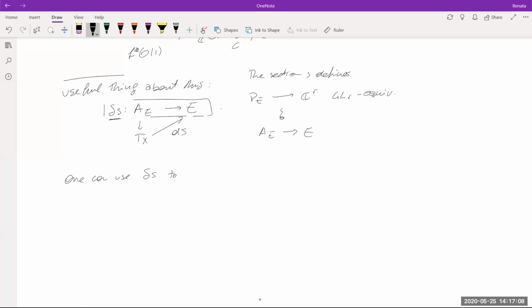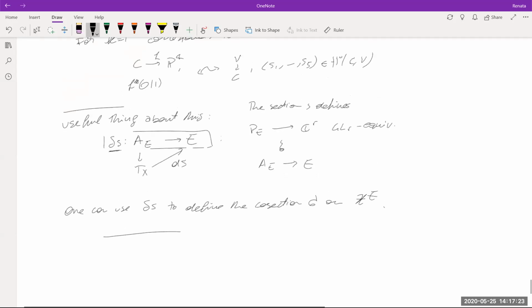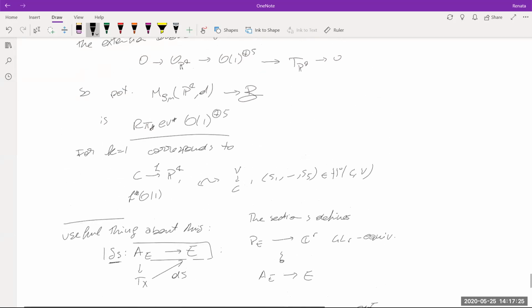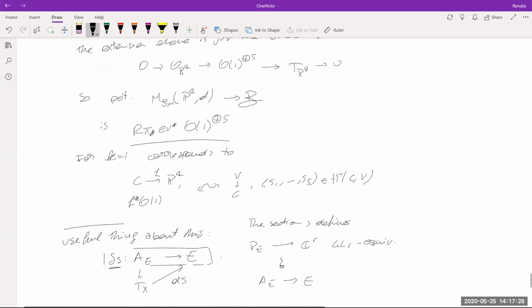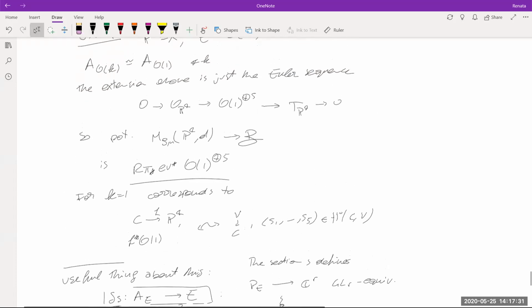But the main point is that one can use this delta S to define the cosection sigma on the moduli space of stable maps with P fields. And this is sort of a long story about one detail, because the original proof for P4 of this stable maps with P field story uses this perfect obstruction theory on the moduli of stable maps to P4, that then extends to a perfect obstruction theory on the moduli of P fields to give this cosection with a nice coordinate expression.